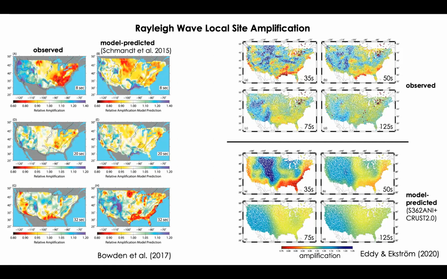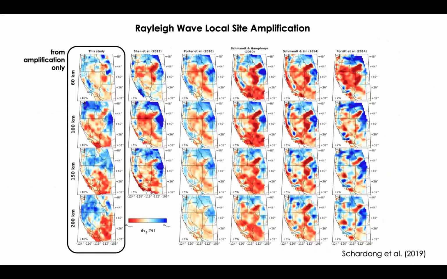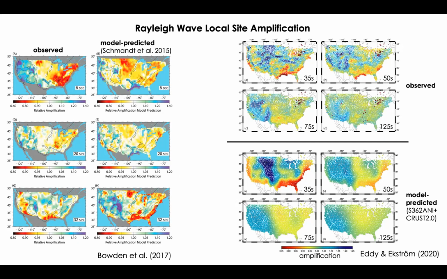At longer periods, Eddy and Ekström measured relative amplification from the ratio of Rayleigh wave amplitudes at nearby stations. They find stronger and rougher anomalies at shorter periods compared to long periods, and reasonably good agreement between amplification anomalies and known tectonic structures like around the Colorado Plateau and the Snake River Plain. The bottom panels show predicted amplification using a 3D global mantle model overlain by Crust 2.0. And again, agreement with the observations is reasonably good on the large scale structures, but the observations contain stronger and shorter wavelength features that hint at an opportunity to improve seismic models.